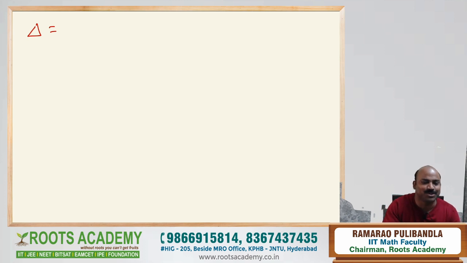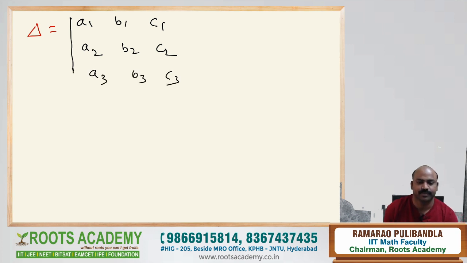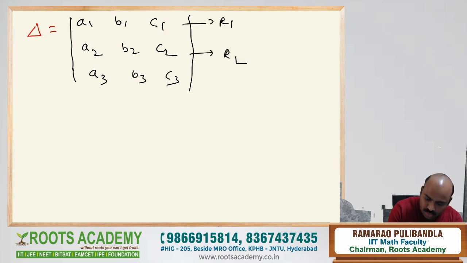Or else shall we go to tomorrow? Look here, I'm giving the explanation and we'll do one question. So here are A1, B1, C1, A2, B2, C2, A3, B3, C3, right, students? So this is called row 1, row 2, row 3. Row 1, row 2, row 3. Here is the method you have to accept.